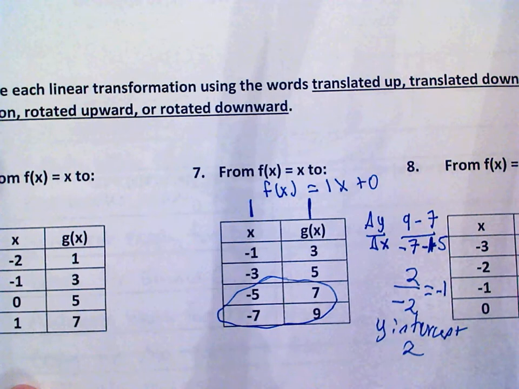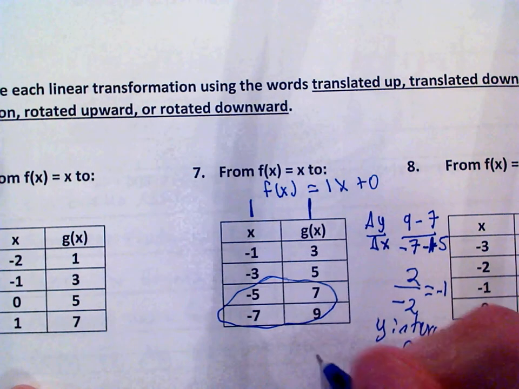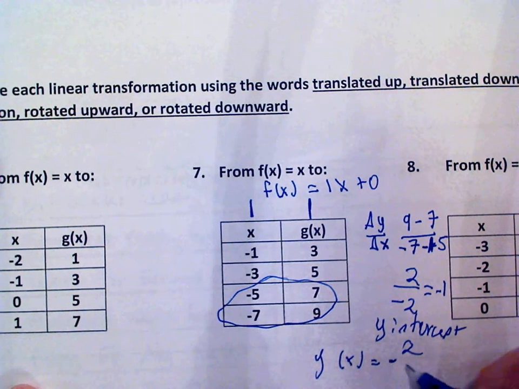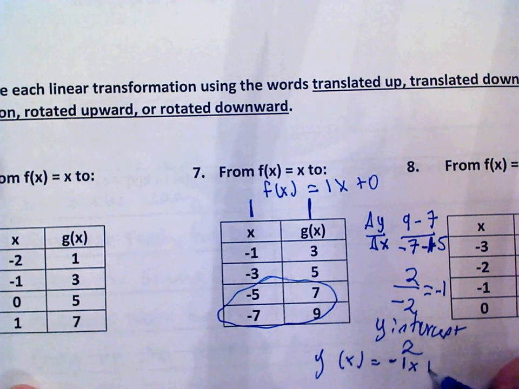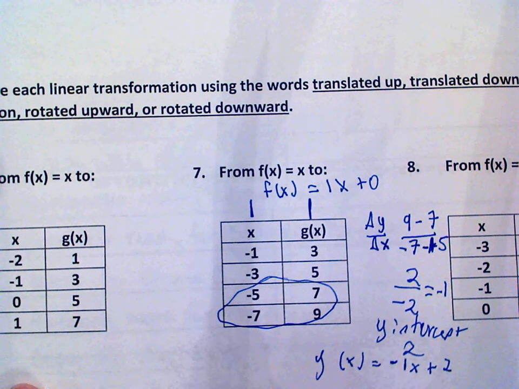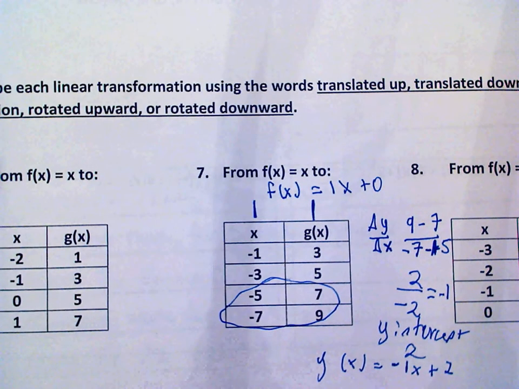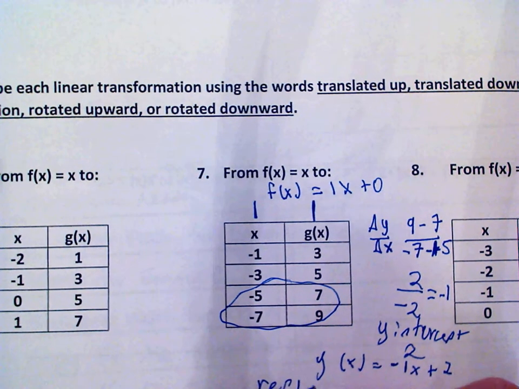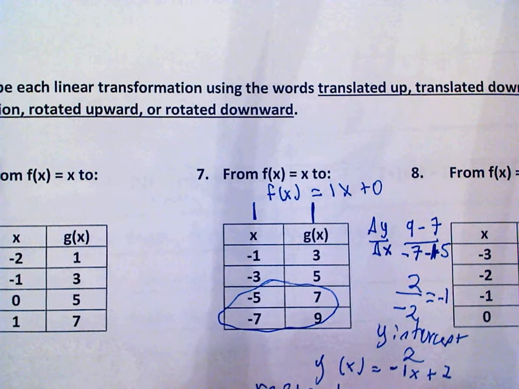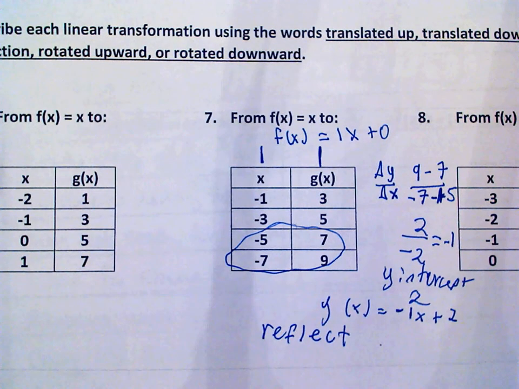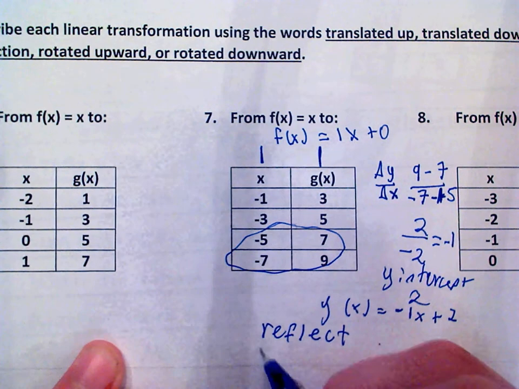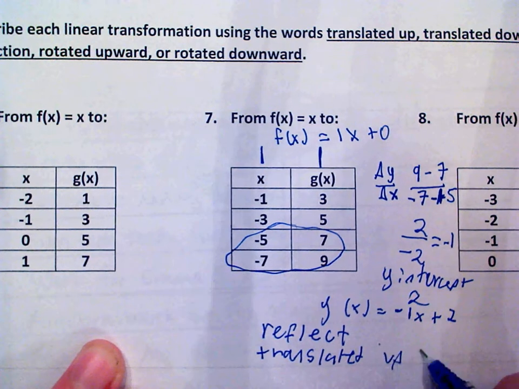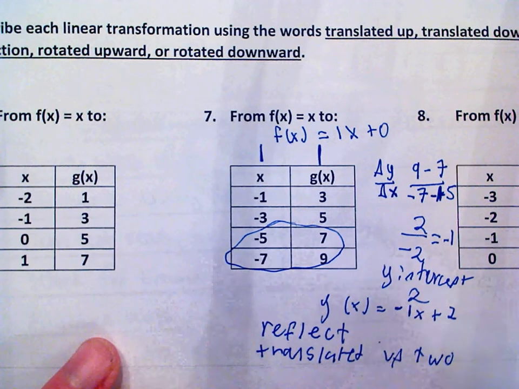Let's go ahead and write down the equation real quick. So g of x equals the slope, which is negative 1, negative 1x, plus our y-intercept, which is 2. If we compare that to our parent function of x, we can see that it has been reflected. There hasn't been any rotation upwards or downwards, and then we've been translated just up 2. And so that's all the changes we made from f of x to g of x.